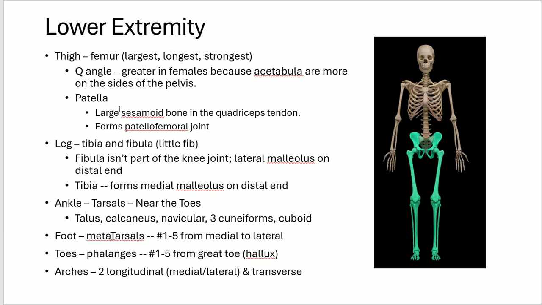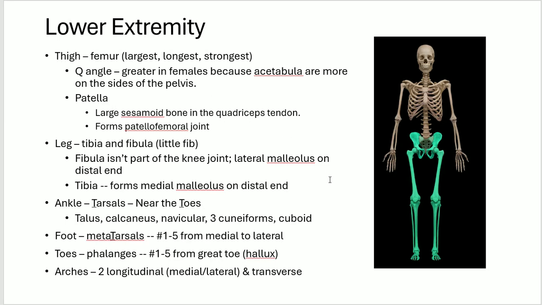Patella, that's our kneecap. That's the large bone in the quadriceps tendon. It's a sesamoid bone. It forms in the tendon to keep the tendons from rubbing on other bones. So sesamoid bones allow for pivoting, and it's obviously really important for the knee, right? It's got to pivot. We have a patellofemoral joint, and that's exactly what it sounds like. It's a joint that forms between the patella and the femur.